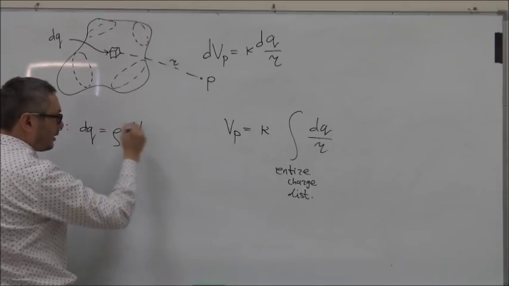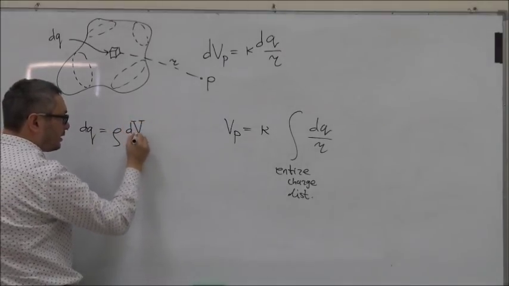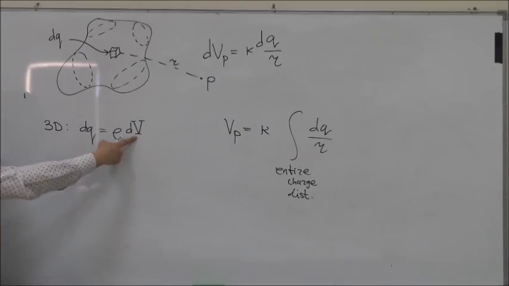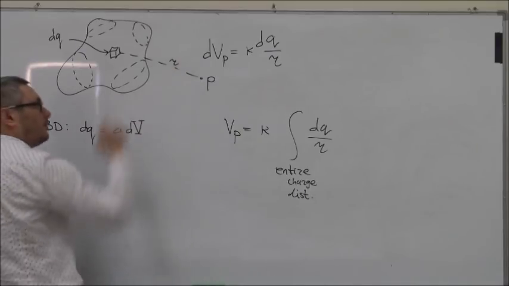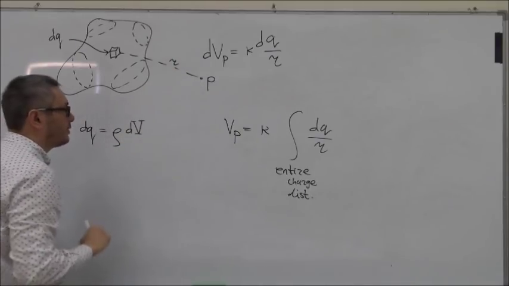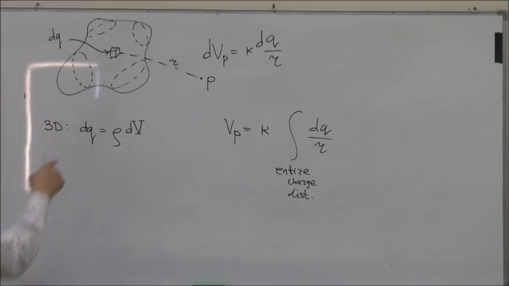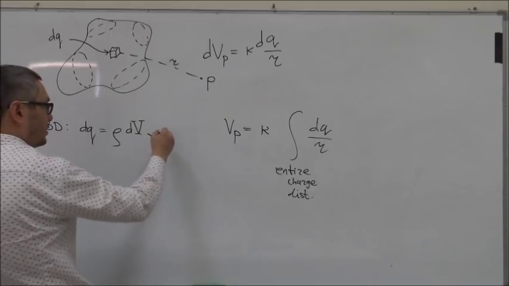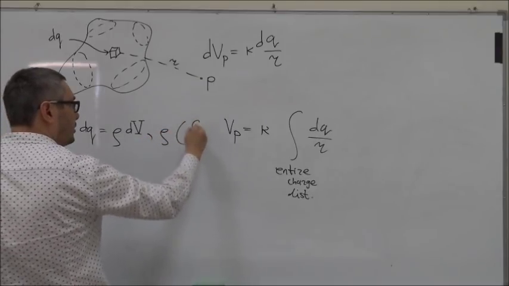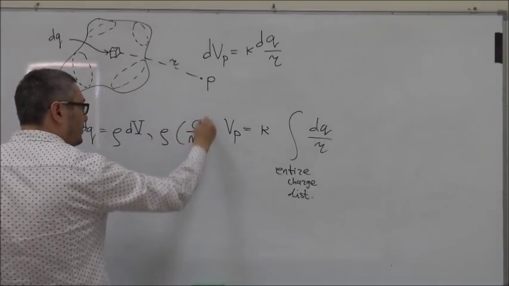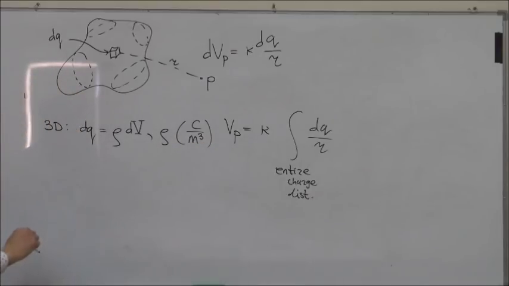Here let's use a slightly different symbol to make sure that it's not confused with the voltage. So this is the element of the volume, dV. And this charge density rho is the regular charge density measured in coulomb per meter cubed. So this is volume charge density.